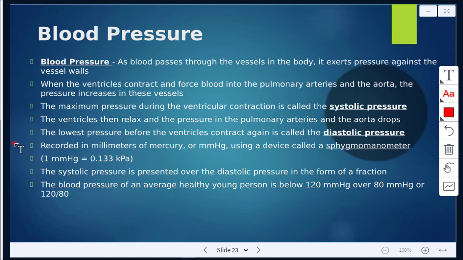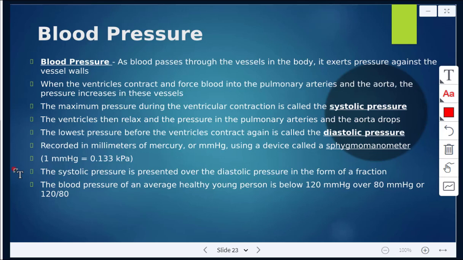It's recorded in millimeters of mercury, or mmHg, and it's measured using a device called a sphygmomanometer. Here's a conversion: 1 millimeter of mercury is equal to 0.133 kilopascals.